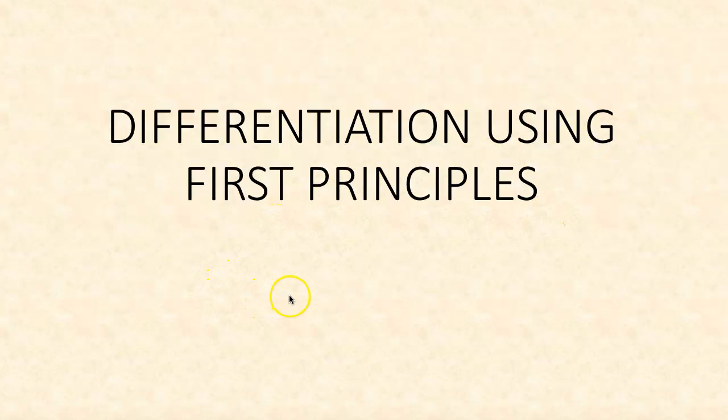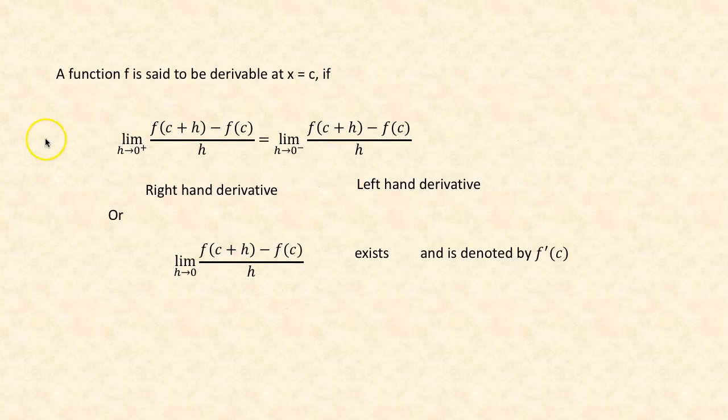This video deals with calculating the derivative of a function using first principles. A function f is said to be derivable at x equal to c if limit as h tending to 0 to the right, f of c plus h minus f of c by h, that is the right hand derivative, equal to limit as h tending to 0 to the left, f of c plus h minus f of c by h, that is the left hand derivative.